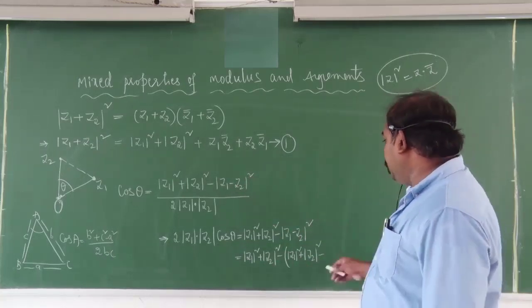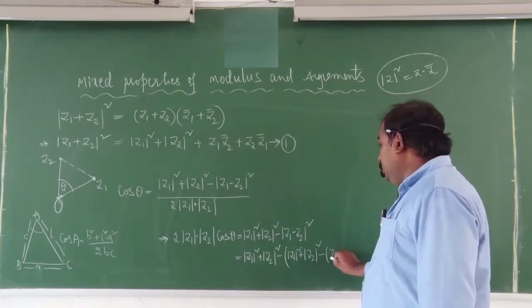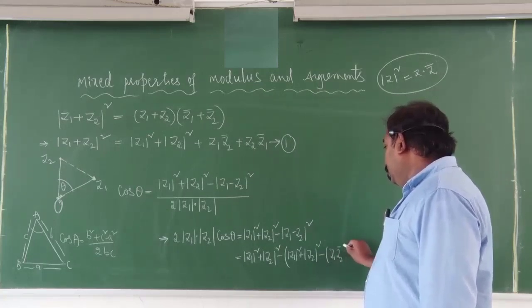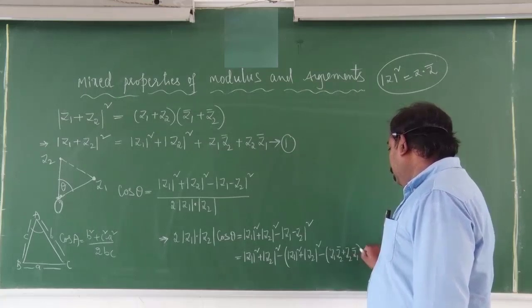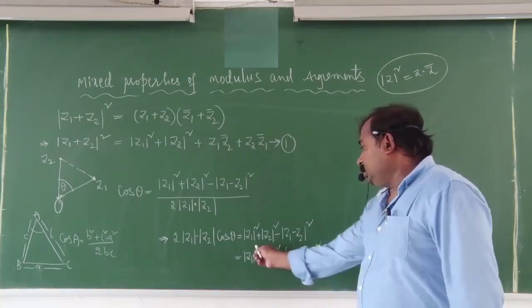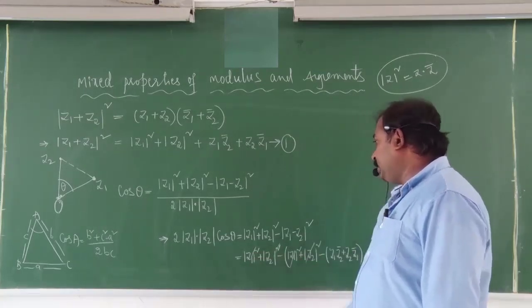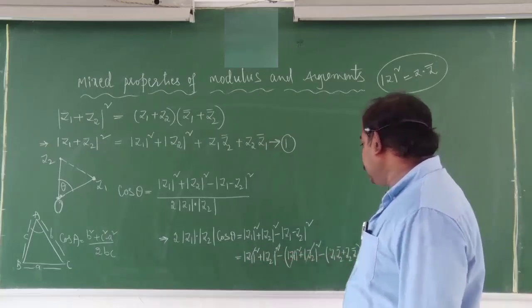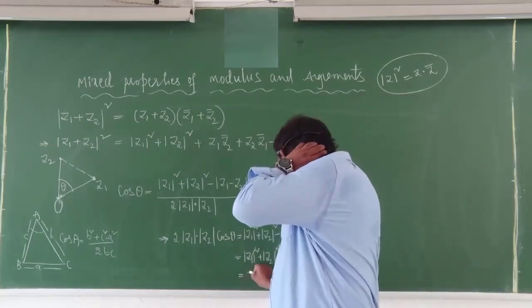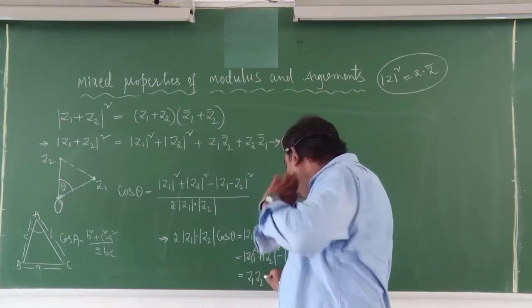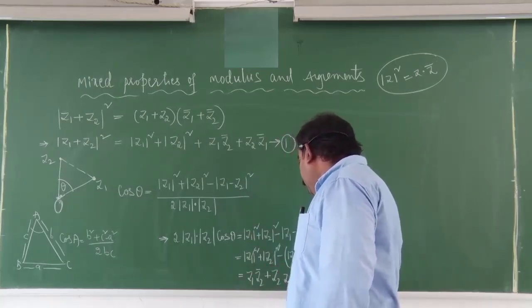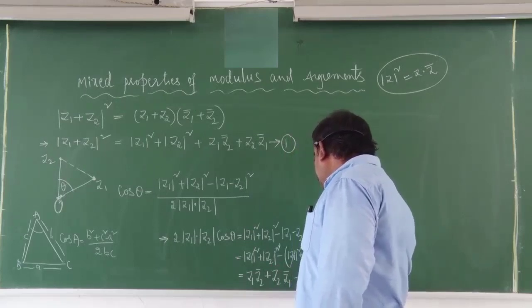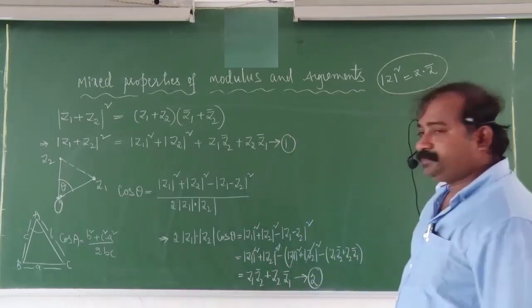So what is the value? There you will get minus of Z1 Z2 conjugate plus Z2 Z1 conjugate. These only you will get now. These two get cancelled. These two get cancelled. Minus of minus becomes a plus. You will get the value again: Z1 Z2 conjugate plus Z2 Z1 conjugate. This is equation number 2.